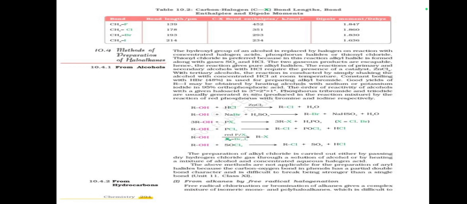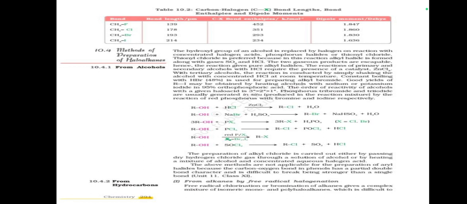The order of reactivity of alcohols with a given halo acid is tertiary greater than secondary greater than primary. Phosphorus tribromide and triiodide are usually generated in situ, produced in the reaction mixture by the reaction of red phosphorus with bromine and iodine respectively. The preparation of alkyl chloride is carried out either by passing dry hydrogen chloride gas through a solution of alcohol or by heating a mixture of alcohol and concentrated aqueous halogen acid.